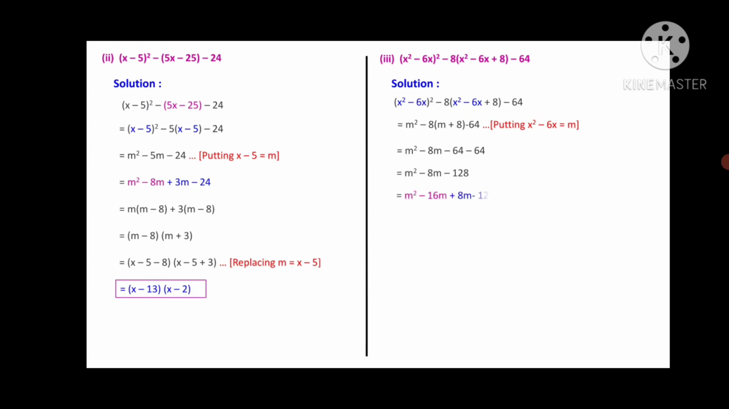Friends, here m square minus 16m plus 8m minus 128. The product is 128 and the sum is minus 8, that will be minus 16 plus 8, that is minus 8, and 16 8s are 128. In the first two, m is common, so you will get m minus 16 in the bracket, plus in the third and fourth terms 8 is common, m minus 16 in the bracket. So it can be written as m minus 16 in one bracket, m plus 8 in another bracket.